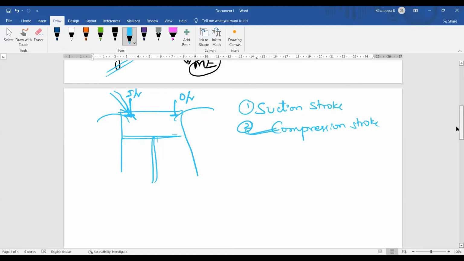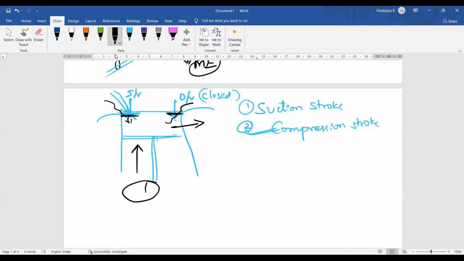During the compression stroke, both the inlet valve and the exhaust valve will be closed. So there is no exchange of mass. Gases are not going outside, petrol is not coming inside. Correct. There is no exchange of mass. But mechanical energy will be there because we are compressing the fluids. Yes, sir, reciprocating motion will be there.